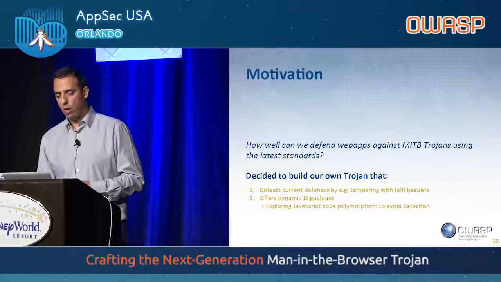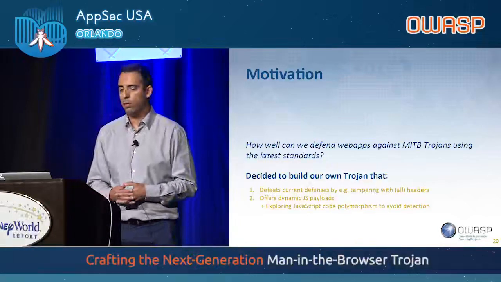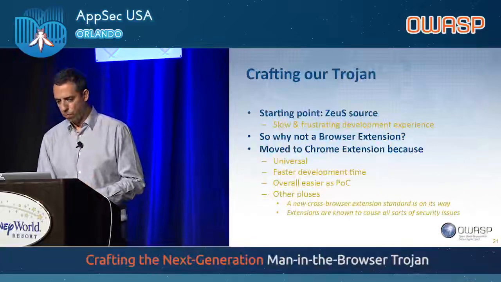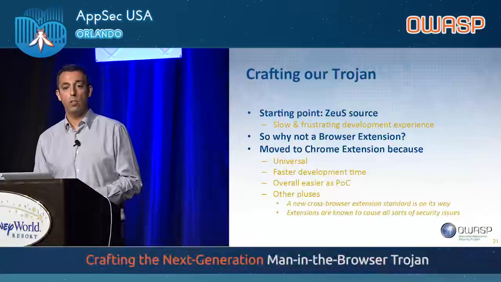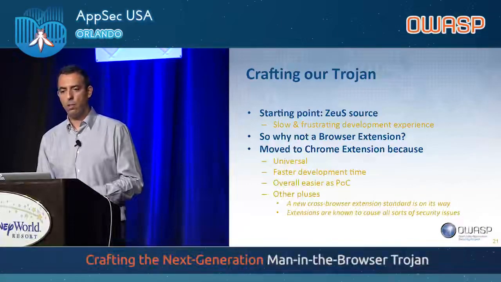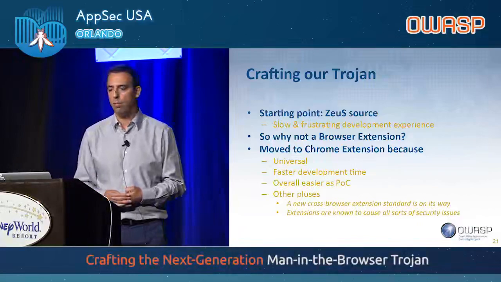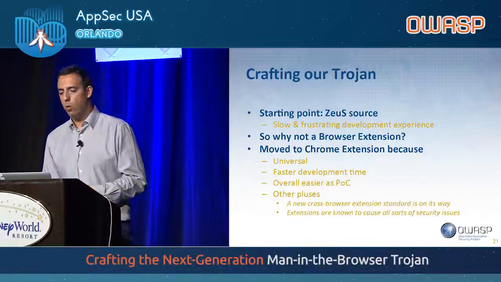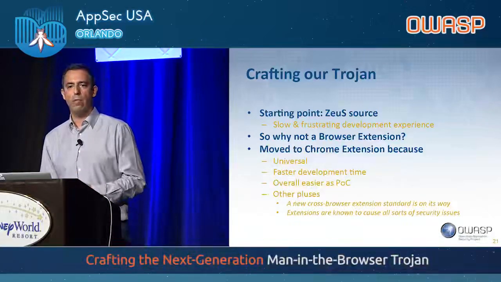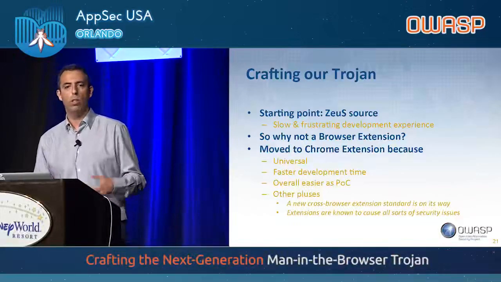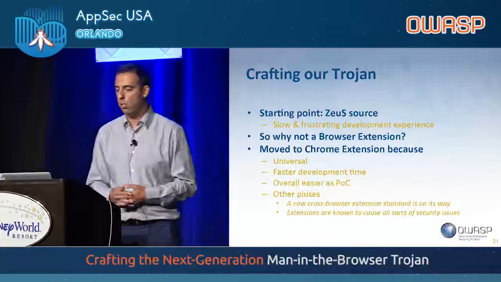And also, it should explore JavaScript code polymorphism in order to avoid detection of the malicious JavaScript. So the starting point was the Zeus source. It was the obvious starting point. But soon enough, it became very frustrating, and the development was slow. It required us, for every change to the Trojan, to recompile the binary and to infect the machines again.